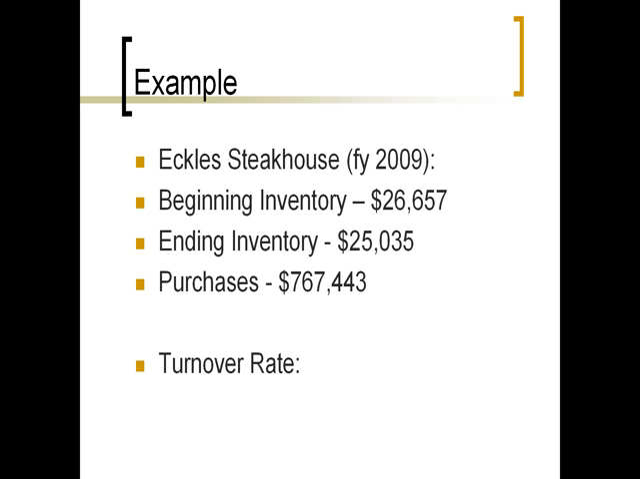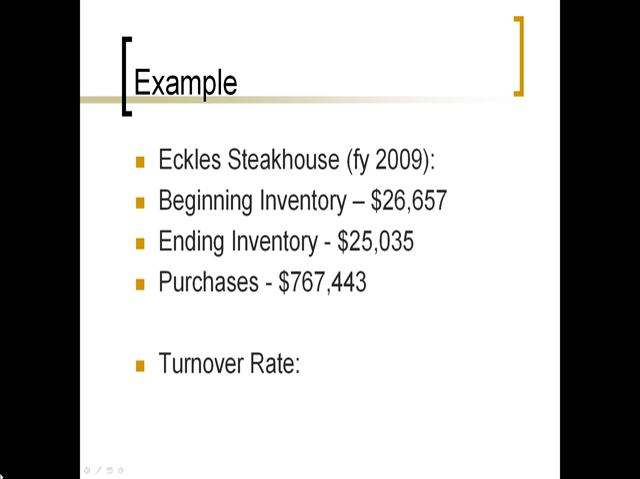So we look at this example. We're looking at fiscal year 2009, the Eccles Steakhouse. So he had a beginning inventory of $26,657, an ending inventory of $25,035, and purchases of $767,443. So the first thing that we do is we determine our average inventory.